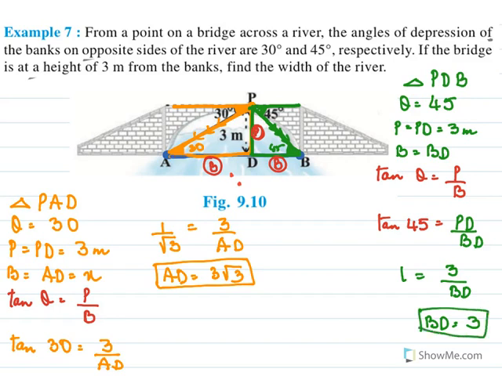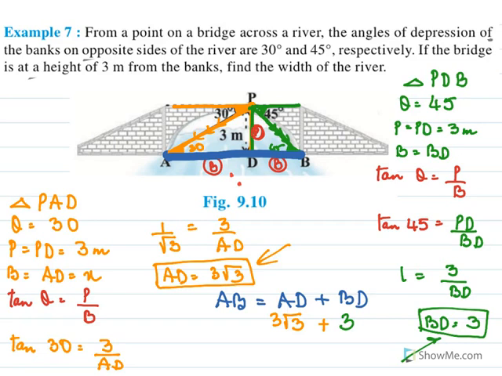Now I need to find the length of the river. This river is AB of mine. Here this is my river AB, and you know AB, which is the river, equal to AD plus BD. Now AD is 3 root 3, which we found here, and BD is here, plus 3. So we take 3 common out, root 3 plus 1 will be the length of the river. So not the length, the width of the river. The width of the river will be 3 into root 3 plus 1 meter.